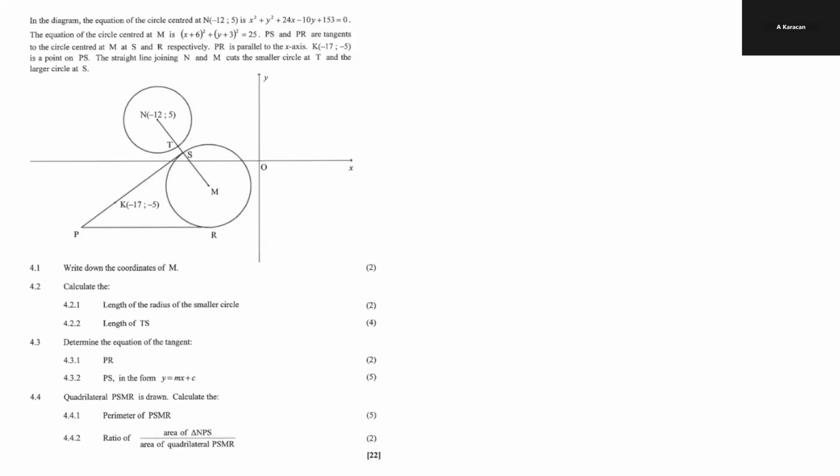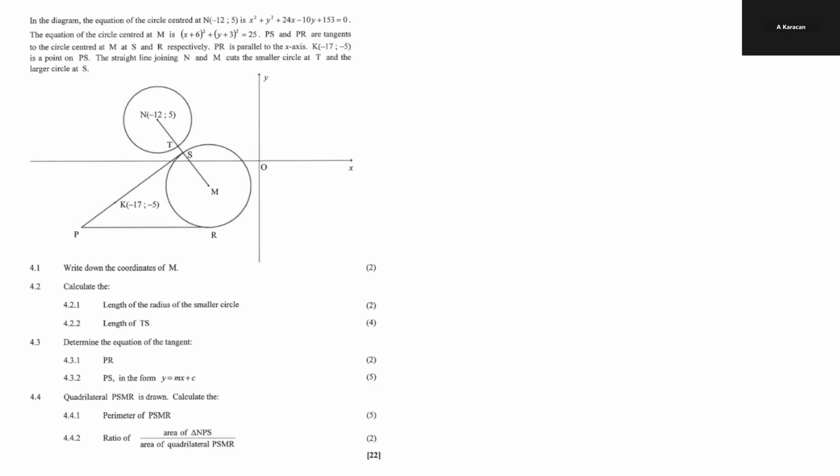In the diagram, the equation of the circle centered at N (-12; 5) is x squared plus y squared plus 24x minus 10y plus 153 equals 0. The other circle, centered at M, is given as (x plus 6) squared plus (y plus 3) squared equals 25. PS and PR are tangents to the circle. PR is parallel to the x-axis. K is (-17; -5). The straight line joining N and M cuts the small circle at P and the larger circle at S.